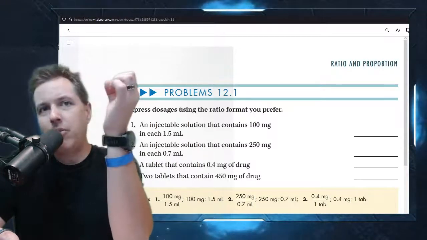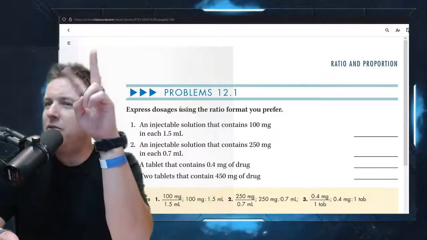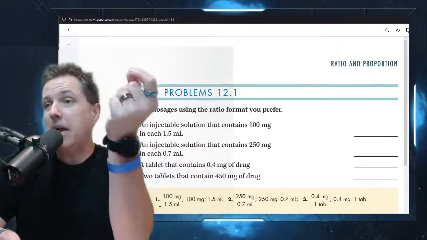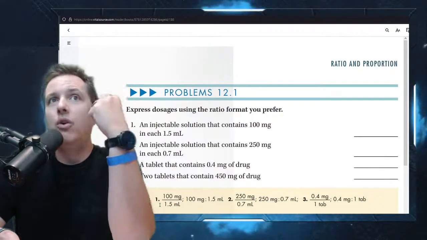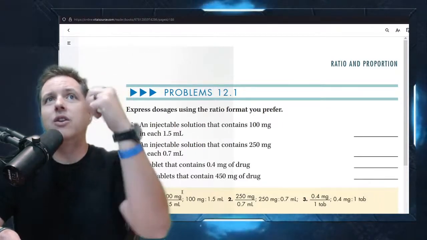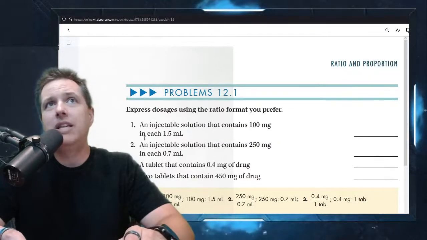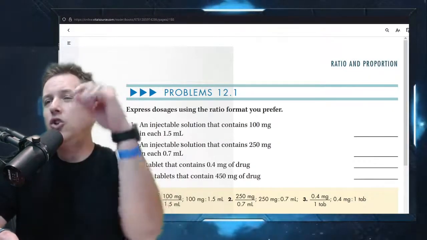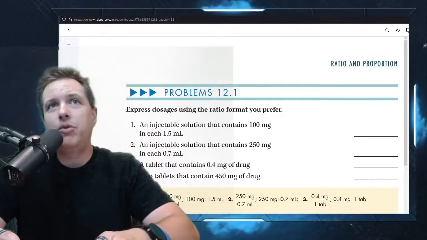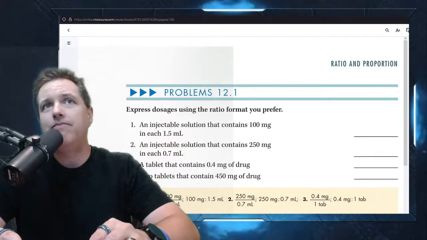So you want to think of it, remember we talked before about that percent equation where you had the amount and the base, and you had to figure out which one was which? Well, it kind of makes sense that the denominator is going to be your base, like one tablet or 1 milliliter, whatever the amount is that's containing it, and then the amount of drug is going to be on top there. So if we have an injectable solution that contains 100 milligrams in each 1.5 milliliters, then usually, and there are times when you can do this differently, but usually our default is going to be to put the 100 milligrams on top and the 1.5 milliliters on bottom.